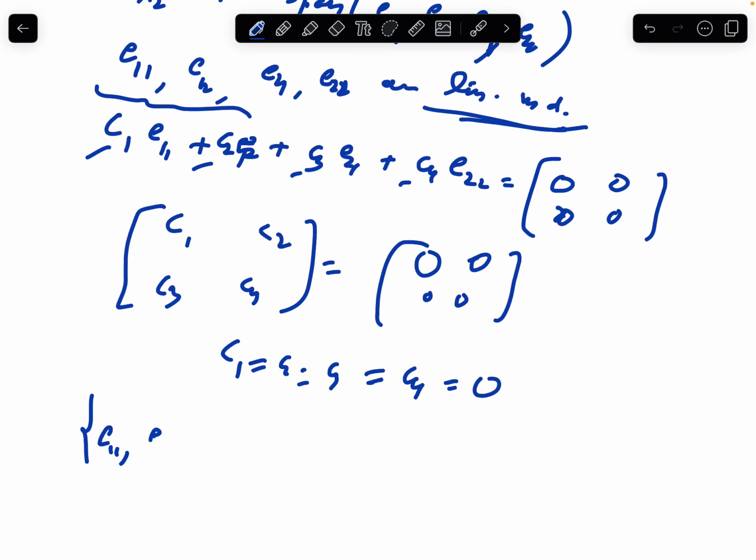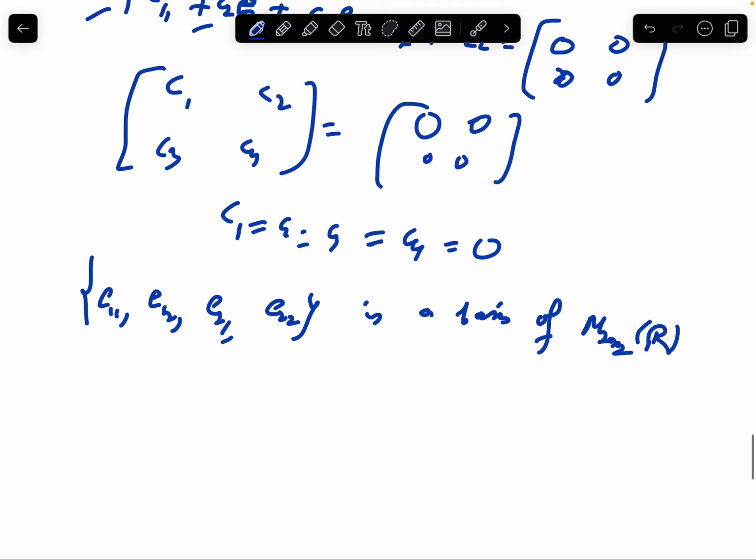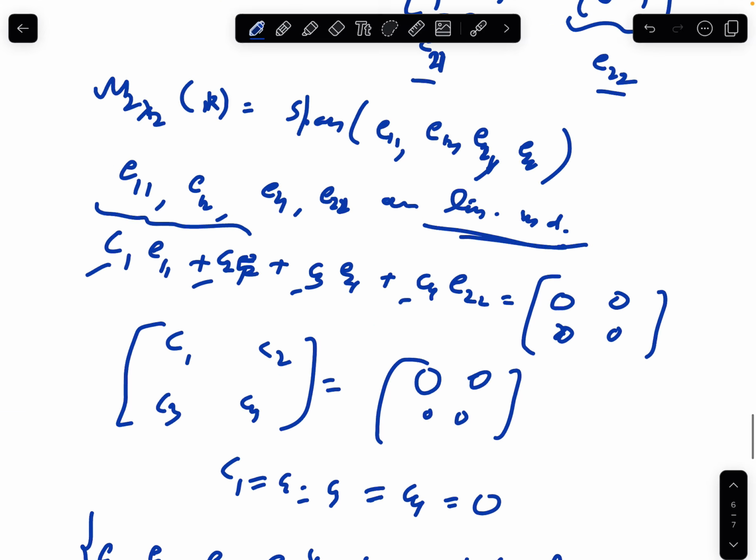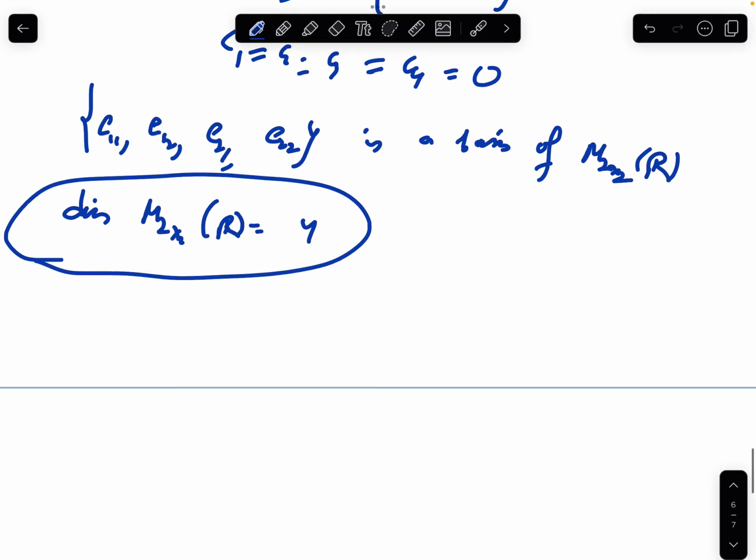So E11, E12, E21, E22 is a basis of M2 by 2 R. And therefore, what is the dimension of M2 by 2? It's 4, right? Dimension of this is 4.